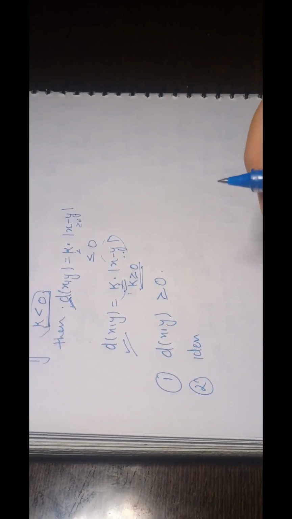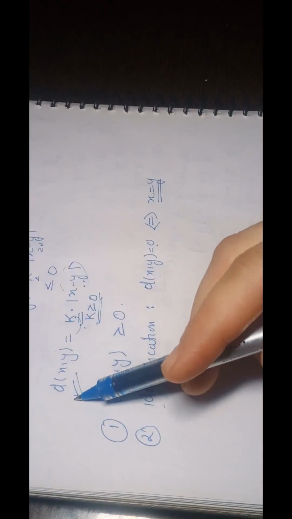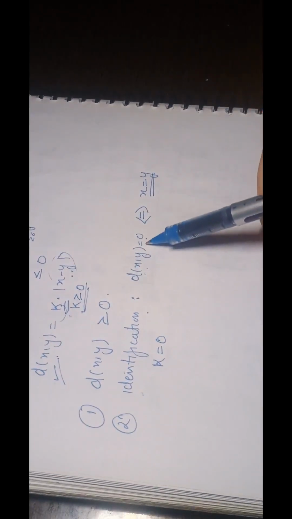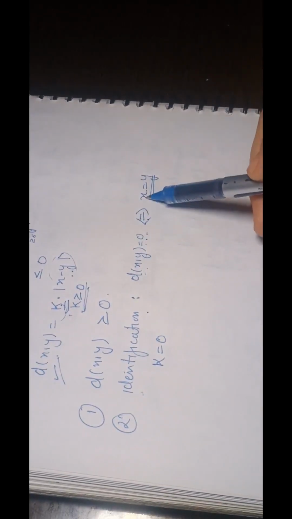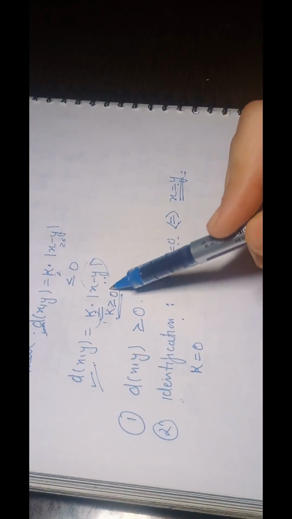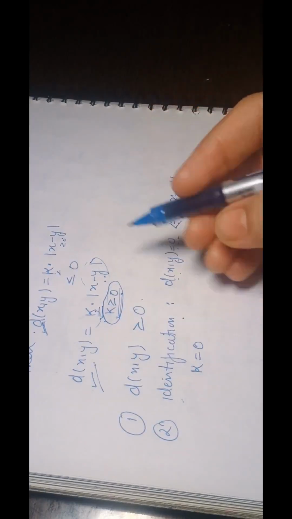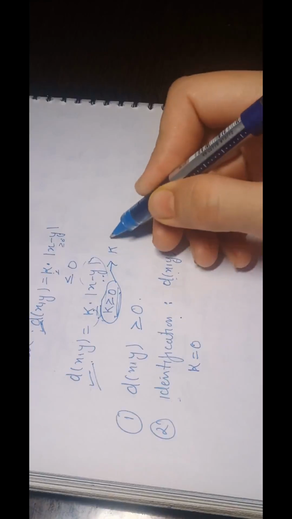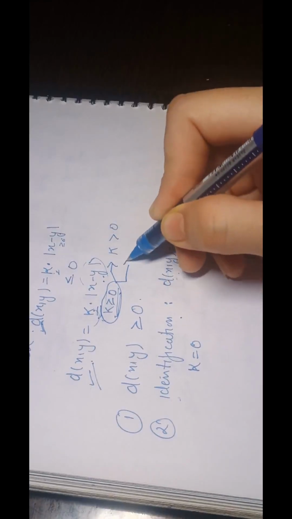Will identification be satisfied? So the second property is identification. Will this function satisfy the property of identification? What does identification say? That d of xy is 0 if and only if x and y are equal. Since I have taken k to be non-negative, there are two possibilities. Either k can be strictly positive or it can be equal to 0.